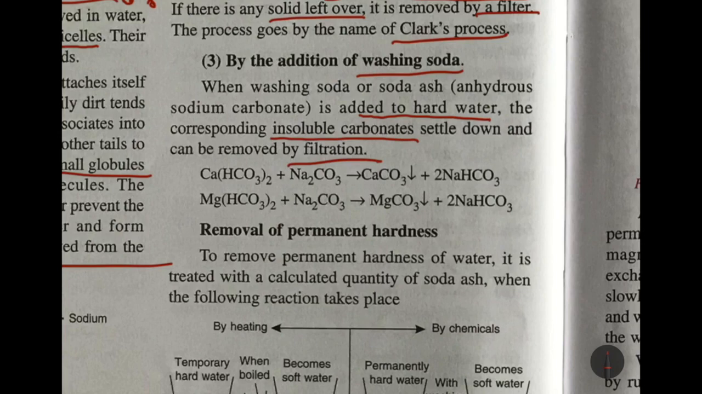So here you can see washing soda, that is sodium carbonate, is added to hard water containing calcium hydrogen carbonate or magnesium hydrogen carbonate. The solid calcium carbonate or the solid magnesium carbonate will settle down as a solid or a precipitate, and sodium bicarbonate is left in the water, which will make the water soft. This is how temporary hardness is removed.